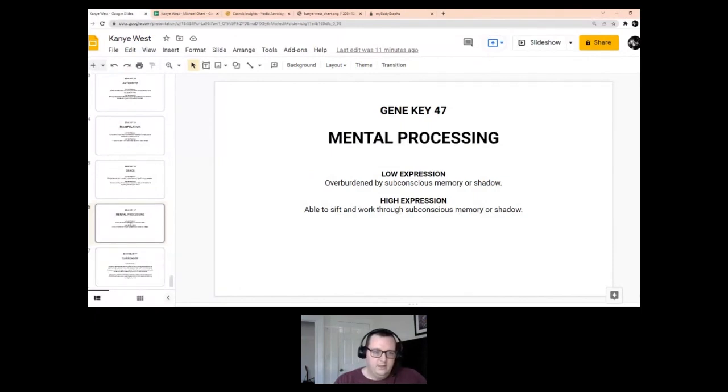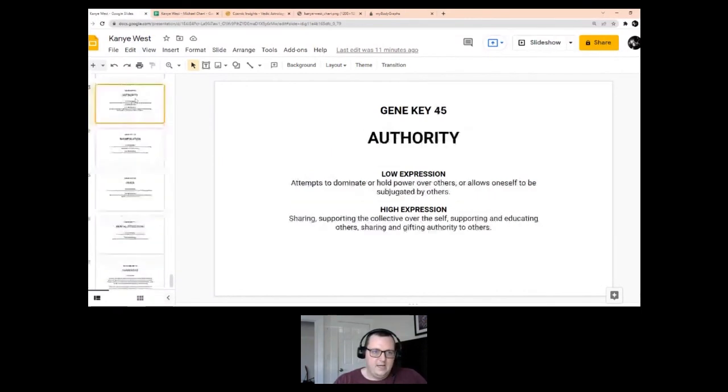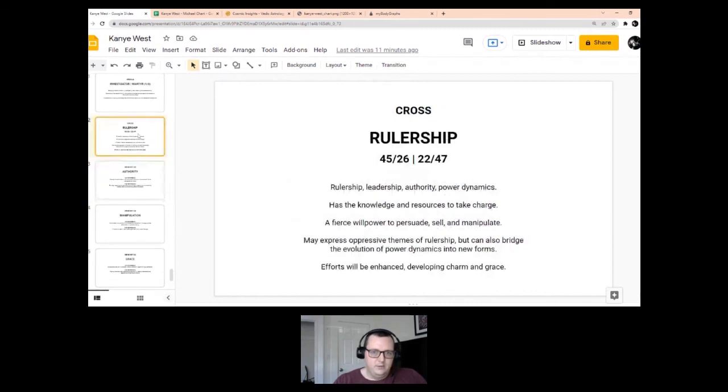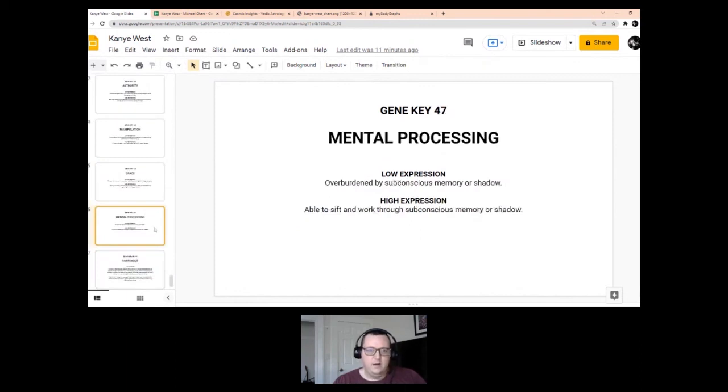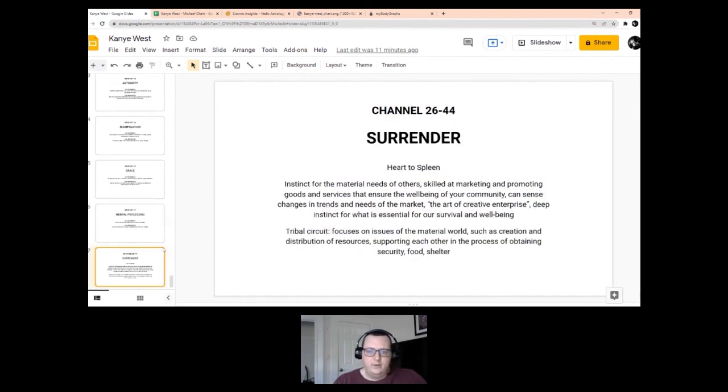So all these keys I just read are aspects of the rulership cross. That's 45, 26, 22, 47. So all those together create that theme of rulership, all energies related to that.